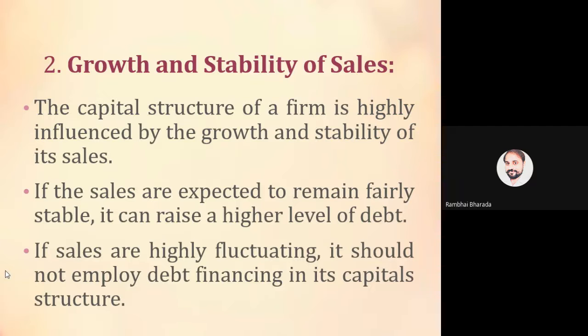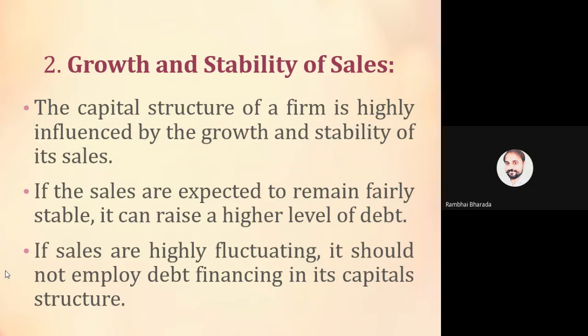Are we clear? Come to the third point. If the sales are highly fluctuated, up and down, up and down, it should not use debt capital. Why? Because this time you have net profit. By chance, if your sales is not good, it means your income is less. As income is less, there is a possibility of loss. And in case of loss, there is no dividend. But in case of a loan, you need to pay the 10% again. Are we clear about the concept?